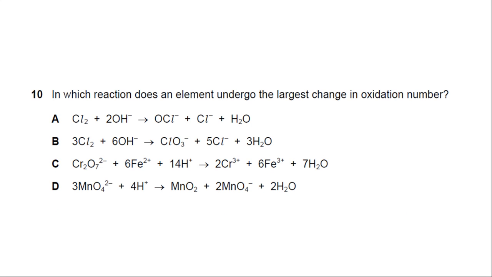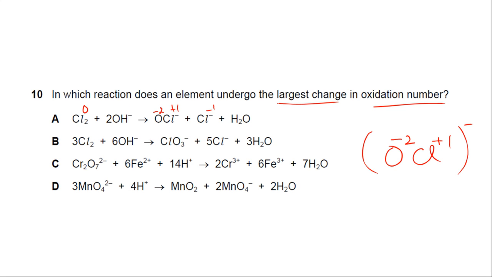Okay, now going on to question number 10. They say, in which reaction does an element undergo the largest change in oxidation number? So let's see. We have Cl as 0 here. We have Cl as, if this is OCl, which one is more electronegative? Oxygen, right? So oxygen would be -2. Then what should Cl be in order for the overall molecule to be negative? It should be +1, and then overall the charge would be negative, right? So what do we see? We see Cl going from 0 to +1, and also Cl going from 0 to -1.